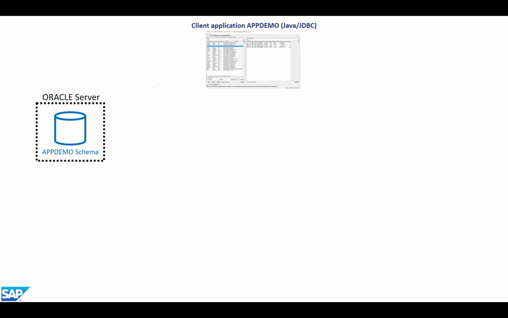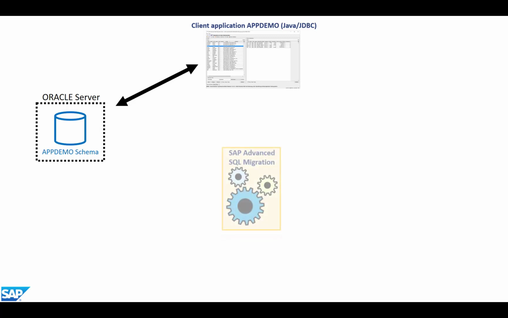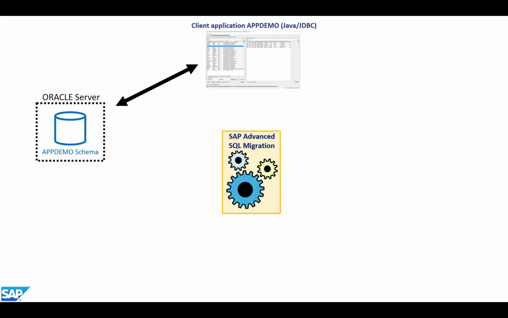First, the application connects to the Oracle database. Some of the main functions of the application are demonstrated. For every mouse click, an Oracle stored procedure is executed in the Oracle database. After completing the demonstration, the SAP Advanced SQL Migration tool is started.